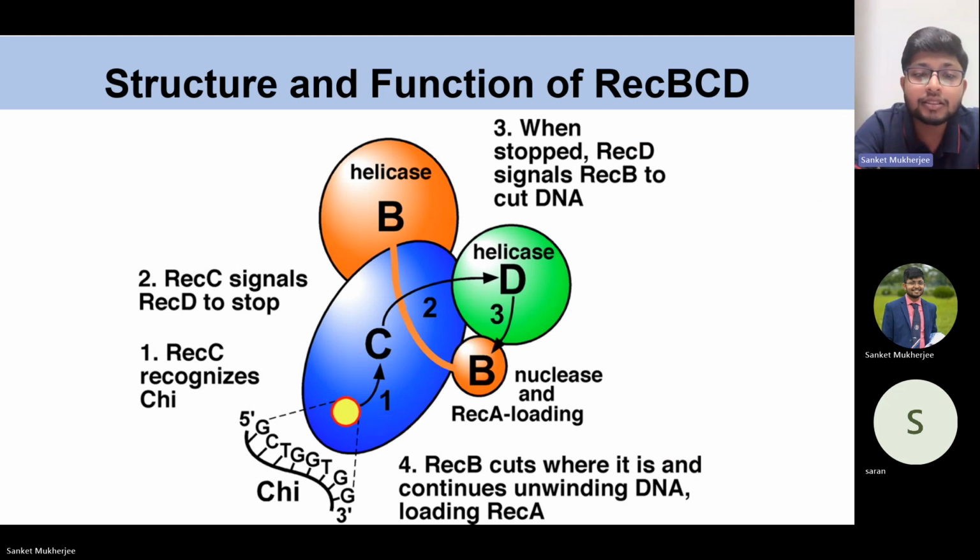So first the RecC, it recognizes the chi site. This is the sequence. It recognizes the chi site, and then it signals RecD to stop. And when stopped, RecD signals RecB to cut DNA. And after that, there is loading of RecA. So this is the process, the flow chart.